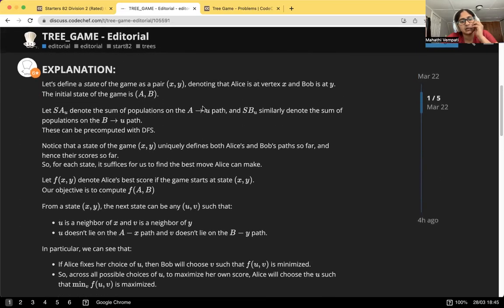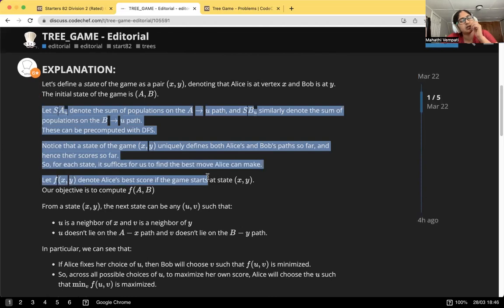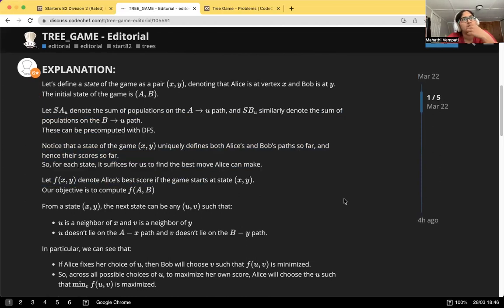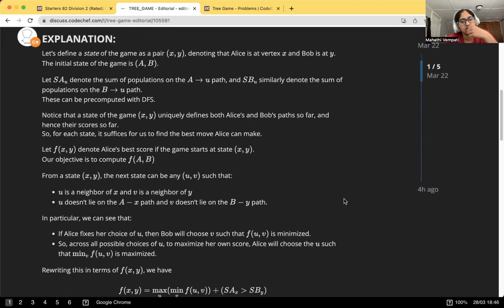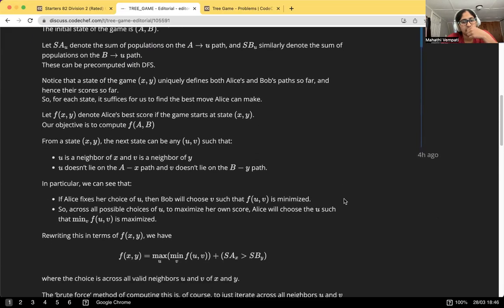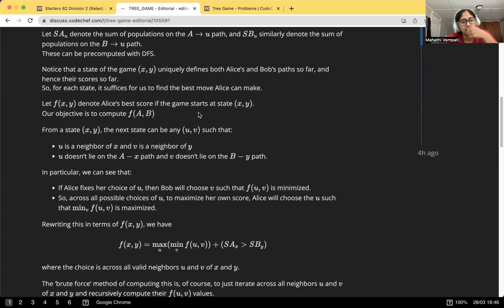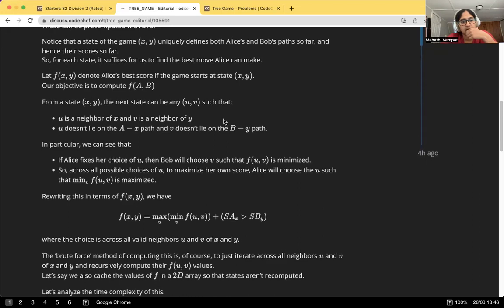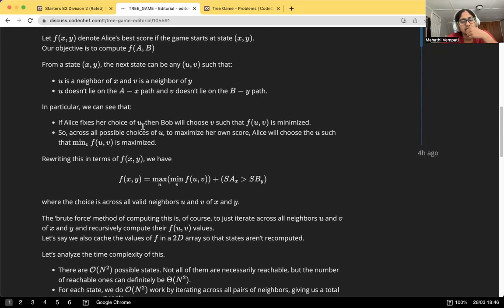Yeah, so one thing they did was they'll pre-compute all the populations so far. That's nice. F of x comma y denotes the best score if the game starts at x and y. From a state, the next state can be achieved by U, a neighbor of x, and V, a neighbor of y, where U doesn't lie on the A-x path and V doesn't lie on the B-y path.